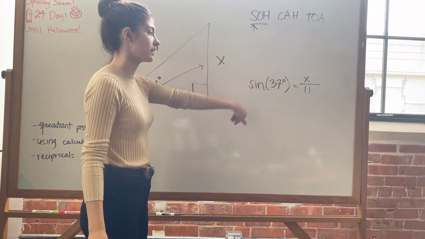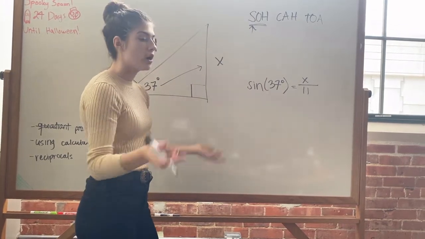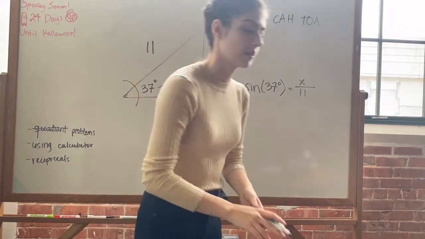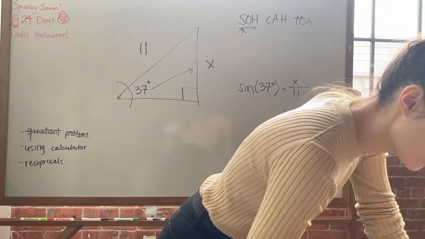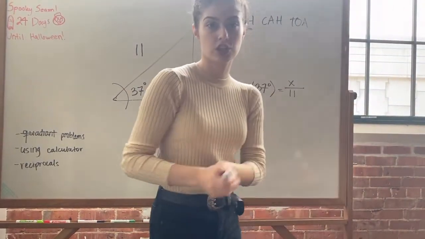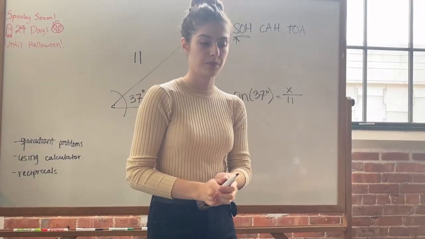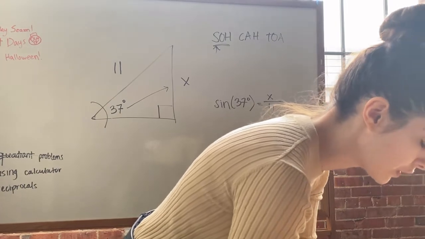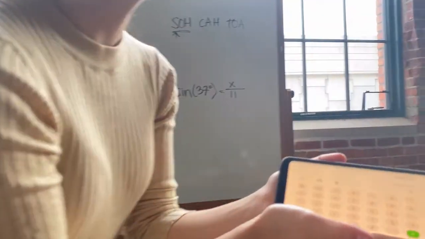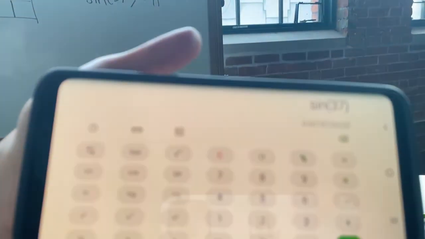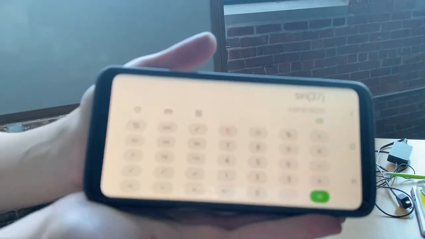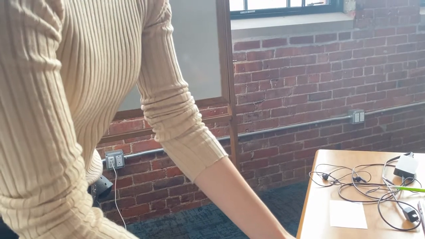We can just plug this into the calculator. So, if you want, the first step you can do is just plug in sine 37. I'm going to plug that in real quick. Sine 37. I want you to make sure you're using degree mode right now. Okay, I'll show you. Here's the sine of 37 degrees. You get 0.6018.